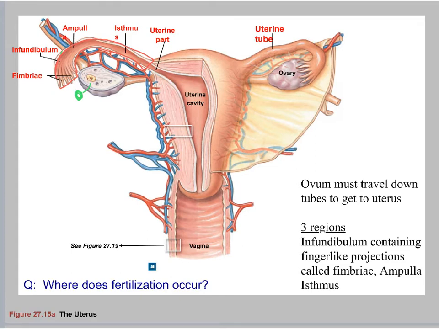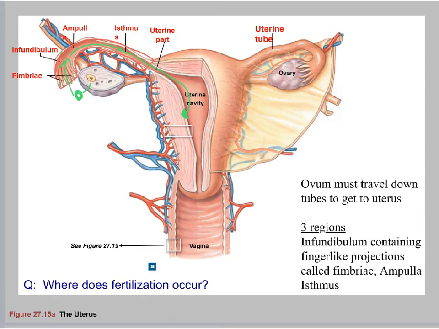But this egg will be drawn into the fallopian tubes and will gradually get transported down the fallopian tubes. It's in the fallopian tubes where an egg should meet up with a sperm. So this is the site of fertilization. That fertilized egg then should, under normal circumstances, make its way to the uterus and implant or embed itself in the wall of the uterus.